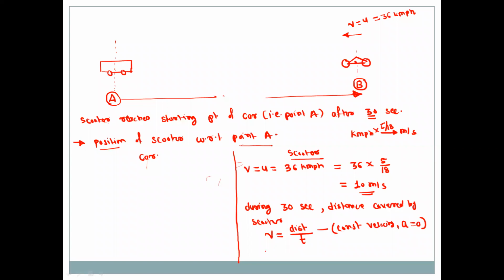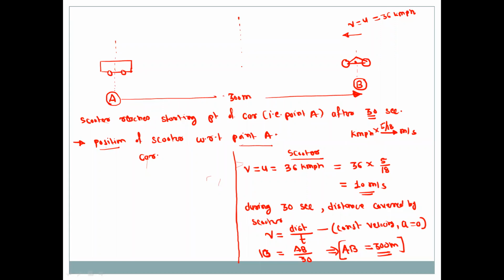So velocity is 10. Distance is nothing but the distance AB, and time, this is equal to 30 seconds. So we will get AB is equal to 300 meters. Okay, that means when the car was at point A, scooter will be at point B, and that is equal to 300 meters. So this is the initial position for the scooter and for the car.